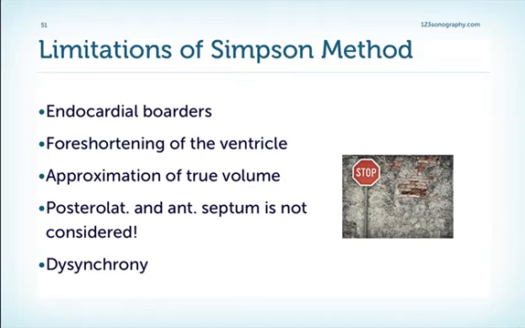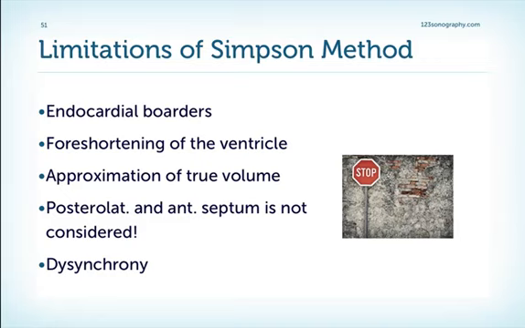What are the limitations of the Simpson method? It might be difficult to find the endocardial borders. The volumes itself sometimes might not be correct because we have foreshortening of the ventricle. However, this is true both for end systole and diastole, so this kind of evens out. It is only an approximation of true volume, especially because the posterolateral and the anterior septal region is not considered. So if we have scars there, we will not have them in our calculations of ejection fraction.